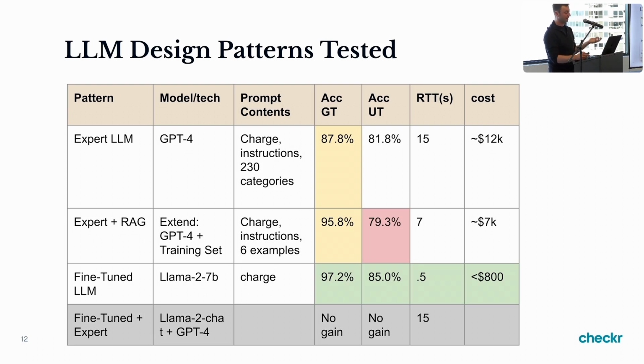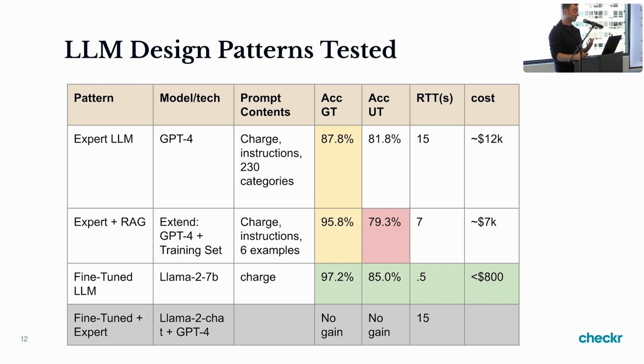Then I tried expert with RAG. Basically with just expert, it was charge, instructions, and then the 230 categories, right? So you can assume that's a lot of tokens. And the round trip time is pretty large, 15 seconds, and around a $12,000 cost per month, which I think is a lot for a small use case.